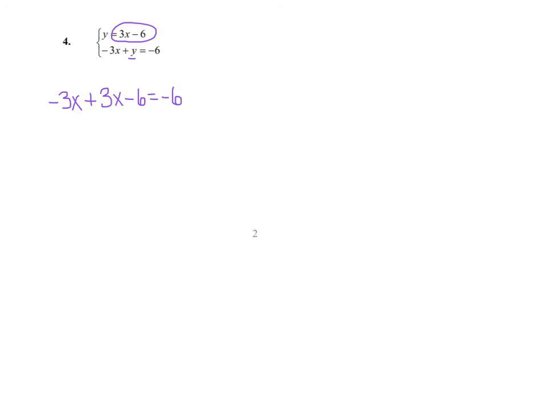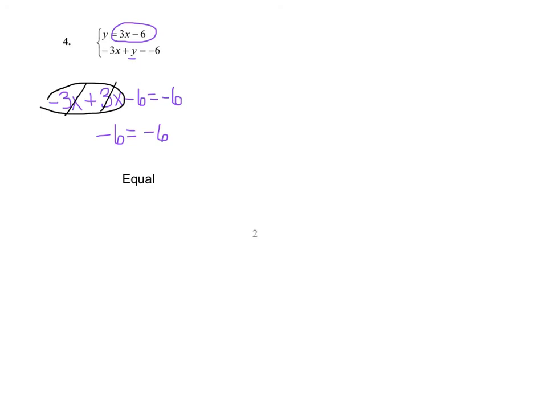Our next step is to combine our like terms. So our like terms are negative 3x plus 3x. These cancel. So now we're left with negative 6 equals negative 6. And now, what do you notice here? They are equal to each other.